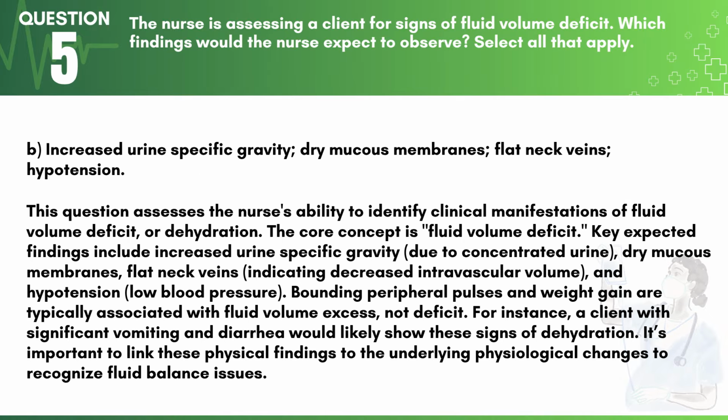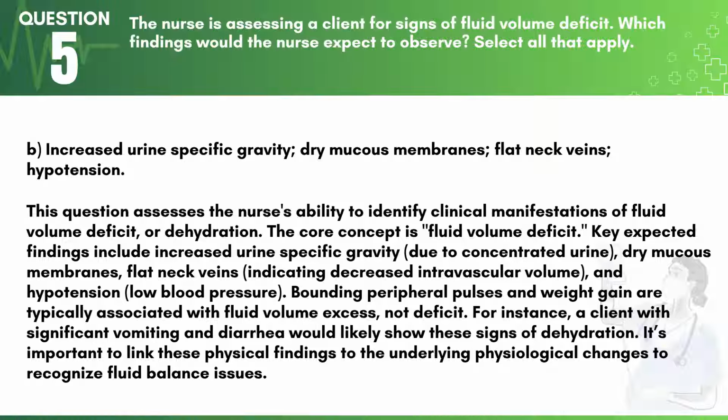Answer. Increased urine-specific gravity, dry mucous membranes, flat neck veins, hypotension. This question assesses the nurse's ability to identify clinical manifestations of fluid volume deficit, or dehydration. The core concept is fluid volume deficit. Key expected findings include increased urine-specific gravity due to concentrated urine, dry mucous membranes, flat neck veins, indicating decreased intravascular volume, and hypotension, low blood pressure.